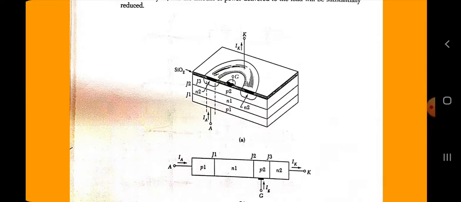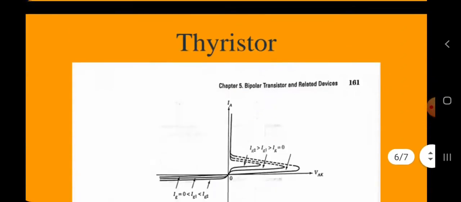The figure over here shows the effect of gate current on the current voltage characteristics of a thyristor. As the gate current increases, the forward breakover voltage decreases.